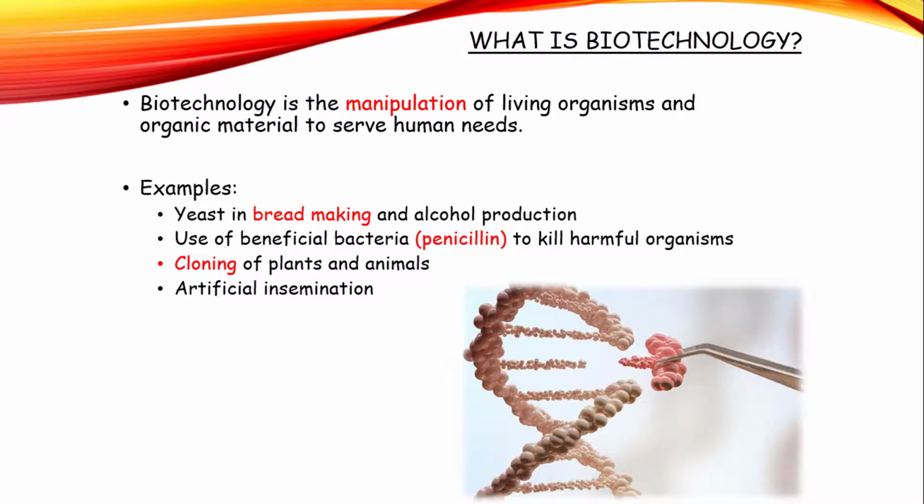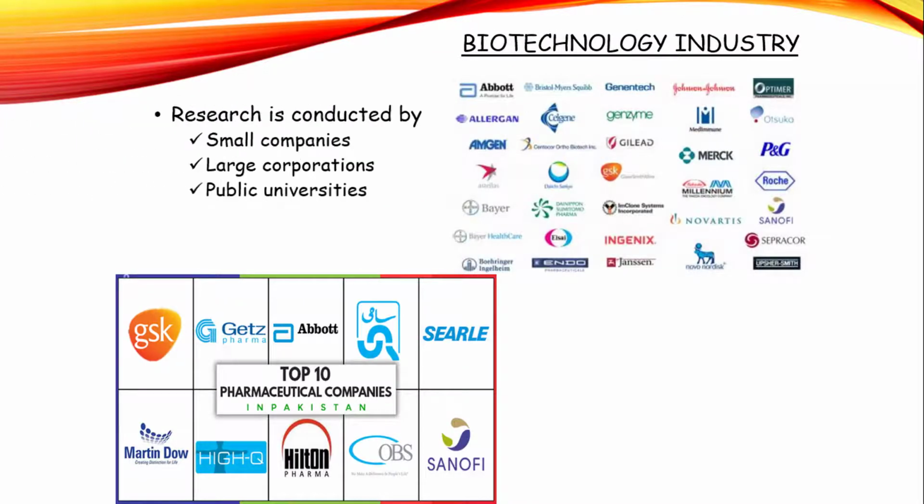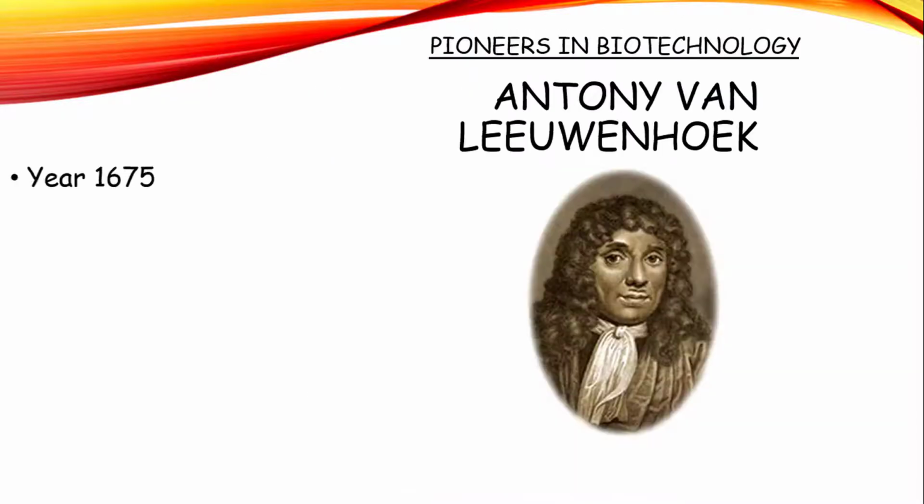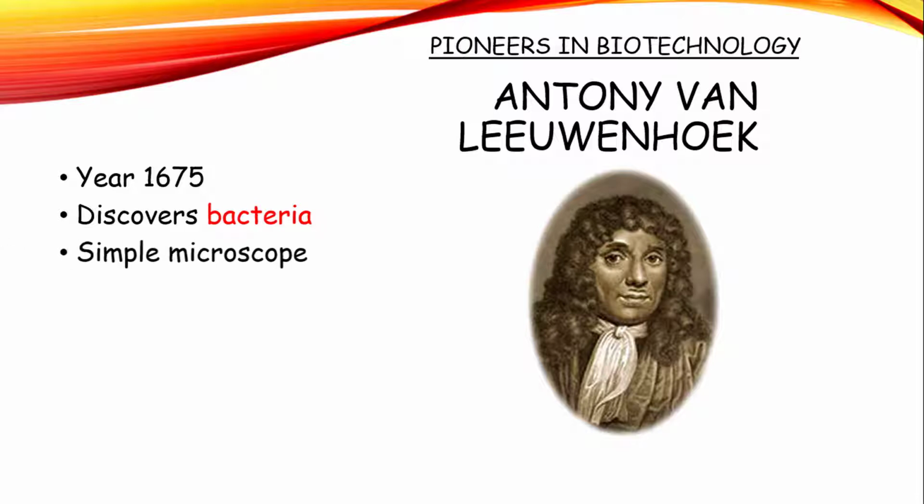Biotechnology industry. Research is conducted by small companies, large corporations, and public universities. These are some of the examples of the biotechnology industry. These are some of the pharmaceutical companies. Areas of biotechnology. Biotechnology focuses on a variety of research areas including health and medicine, food science, environmental science, and agri-science. Pioneers in biotechnology. In the year 1675, he discovers bacteria through the use of a simple microscope.